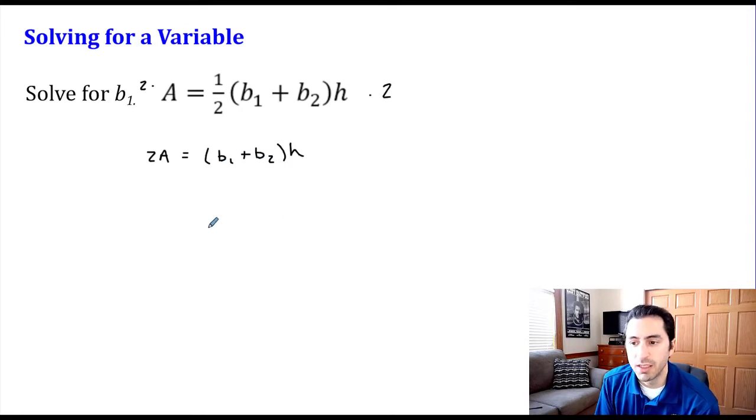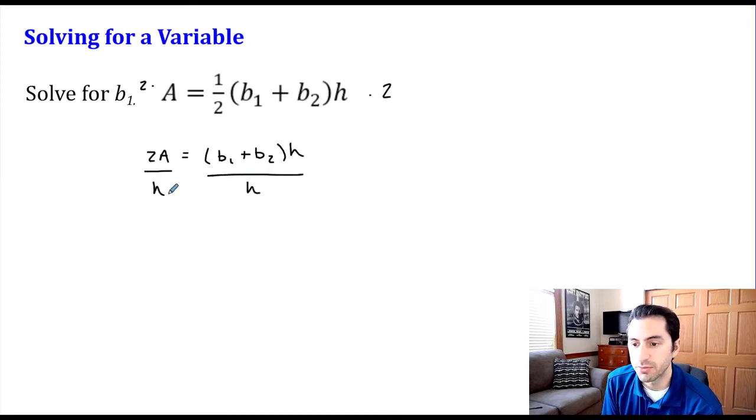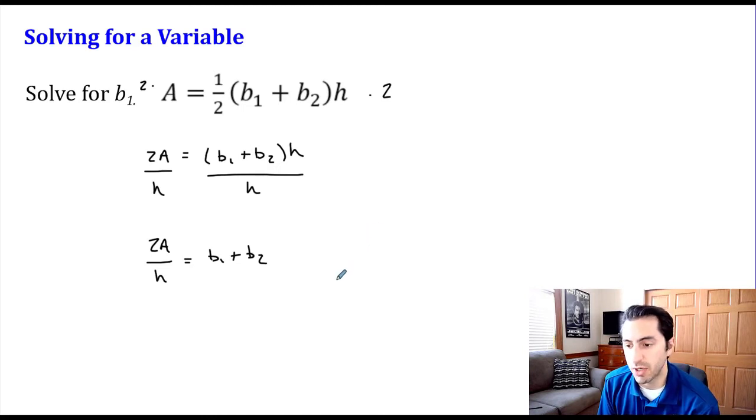Second thing, let's look at the H. Here I'm multiplying by H. The inverse operation to multiplication is division, so let's divide both sides by H. That will simplify on the right-hand side and just give me 1. And now I'm at 2A over H is equal to B1 plus B2. Since I don't have a multiplication anymore, I can get rid of the parentheses. They're unnecessary at this point.